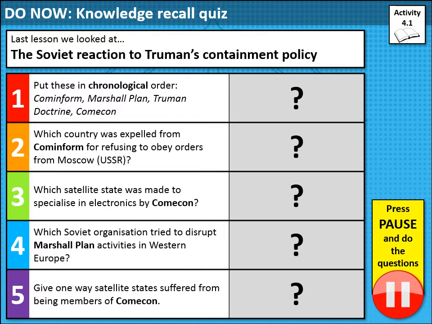So, first of all, you'll do now. This is activity 4.1 in your workbook. Last lesson, we were looking at the Soviet reaction to Truman's containment policy, and you have 5 recall questions here to have a go at. As always, I'd like you to do this without looking at your notes or your knowledge organisers, because we're trying to improve your recall. Press pause, have a go at the questions, and when you're ready, hit play again.